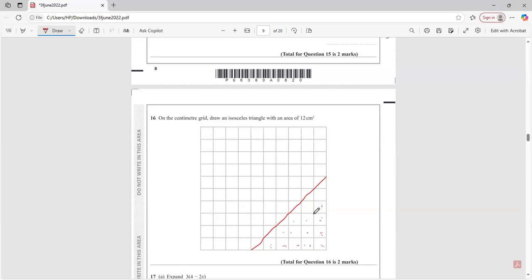Noah, do you have an idea? How would you take on this question? I'm just curious. My efforts to get 12 cm squared seem to be falling short. How would you take on this question?